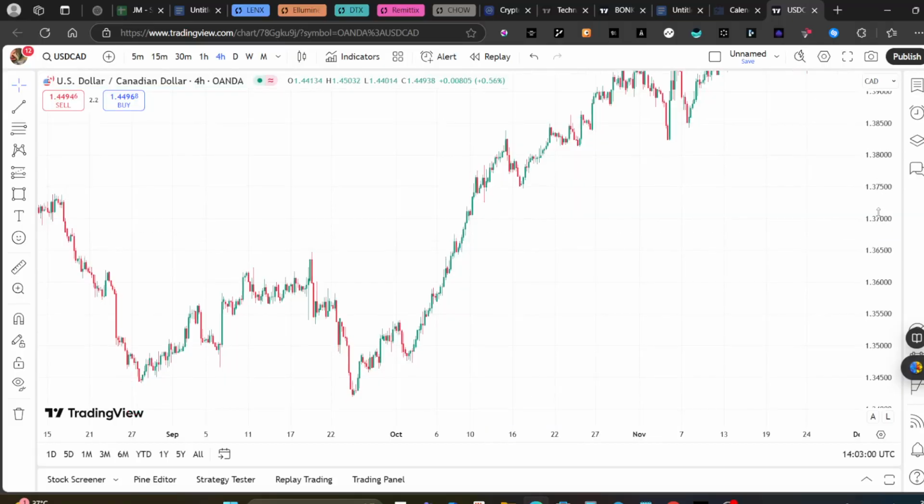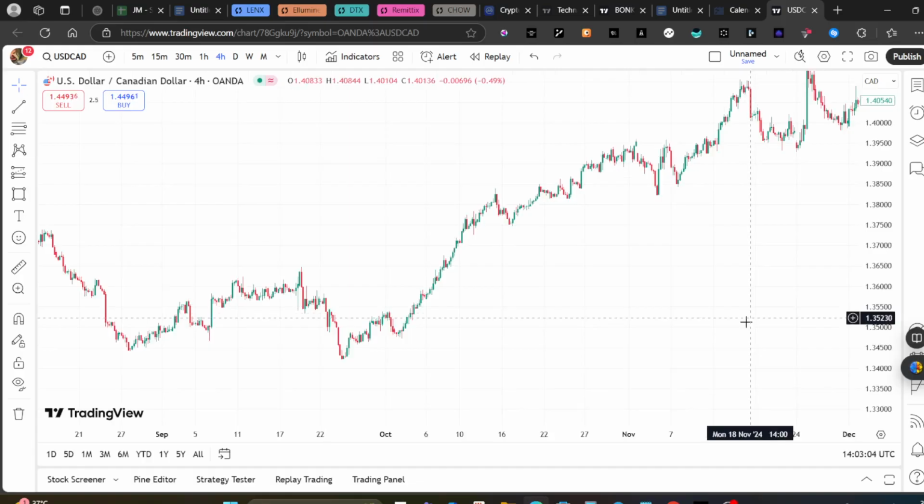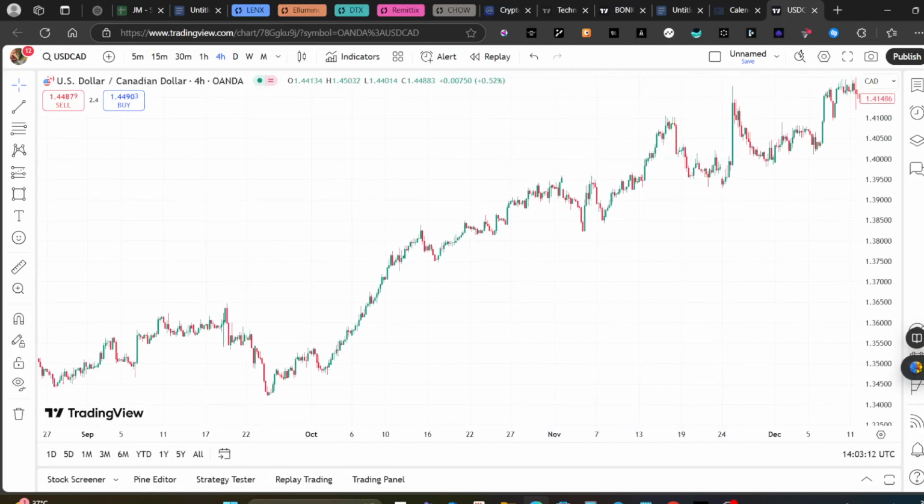So here's why this is important. When you see a stacked imbalance forming, it indicates that smart money is actively entering the market and price is likely to continue in that direction.